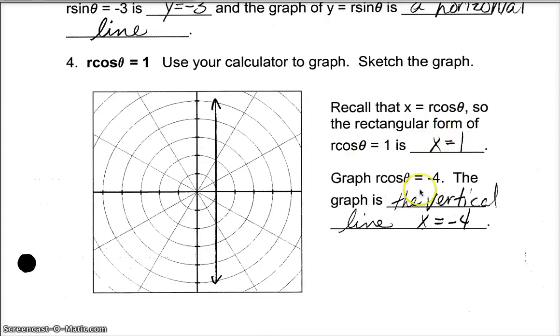It's a vertical line. Here, if r cosine theta equals negative 4, well, that would simply be a vertical line through negative 4. It'd be 1, 2, 3, 4, and the vertical line would be going over here on the left-hand side of the graph.